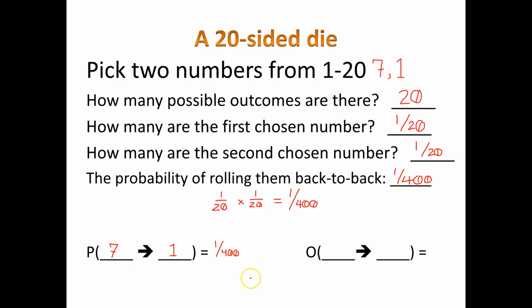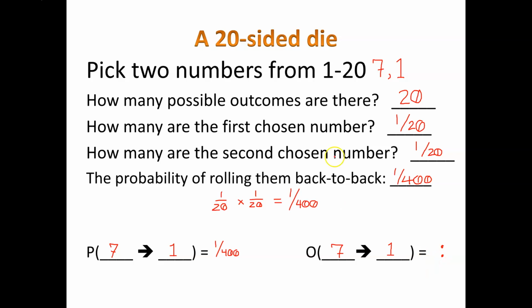1/20th times 1/20th. Our second lesson of this unit was on odds. We can turn this into odds based on this fraction. So we're going to write it similarly. We're going to have an O in front for odds, and that means our answer is going to be a ratio, losers on the left, winners on the right. Other than that, we're going to write it the same. We're going to have the first thing we want to happen, a 7, arrow for and then, a 1, the second thing we want to happen.